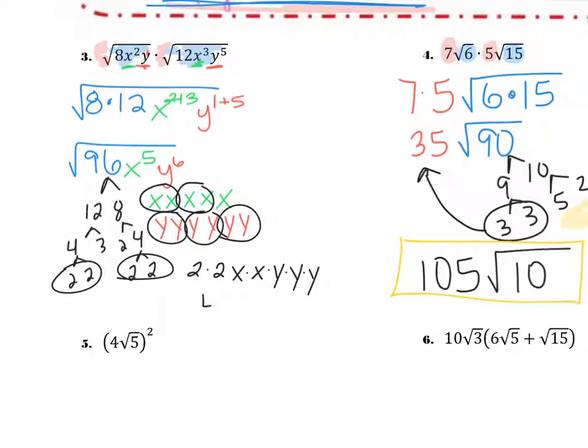Or if you want to simplify that, the 2 times 2 is 4. I can write the x times x as x squared, and the y times y times y as y to the 3rd. Now let's talk about what's still underneath that radical symbol.